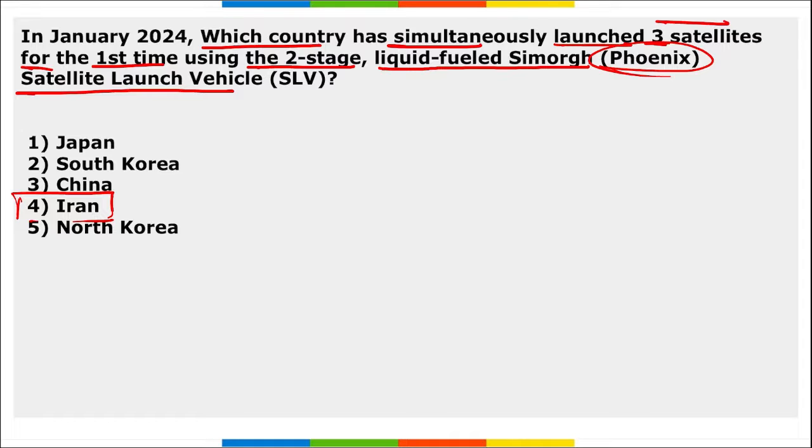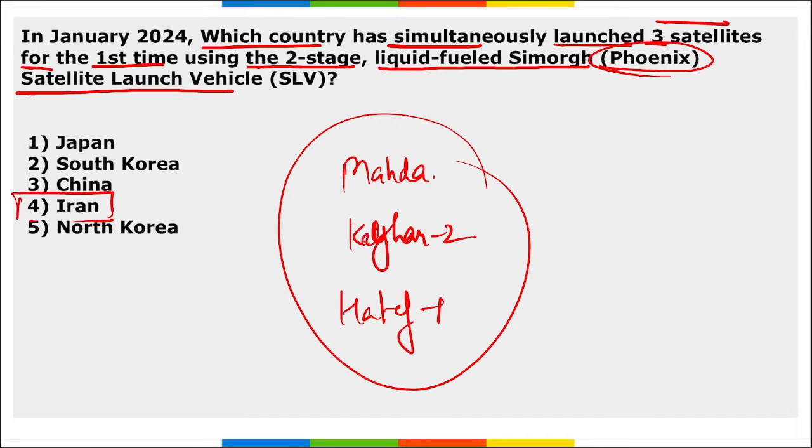And these 3 satellites, remember the names: Mehda, Kavoshgar 2 and Hatef 1. I repeat, Kihan 2, Hatef 1 and Mehda. These are the 3 satellites launched by Iran using Phoenix.